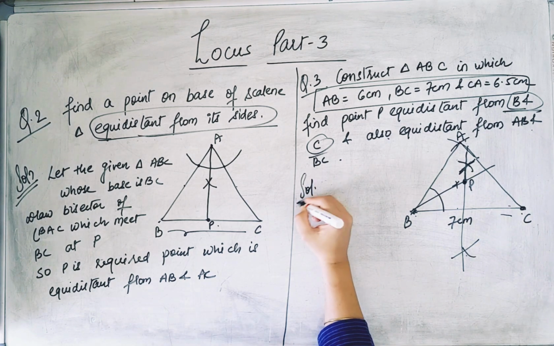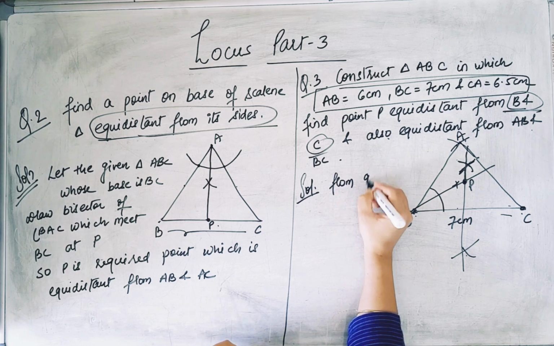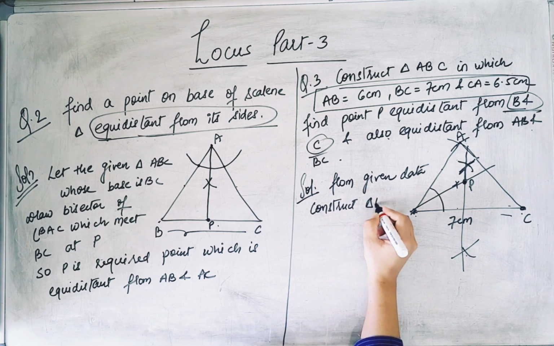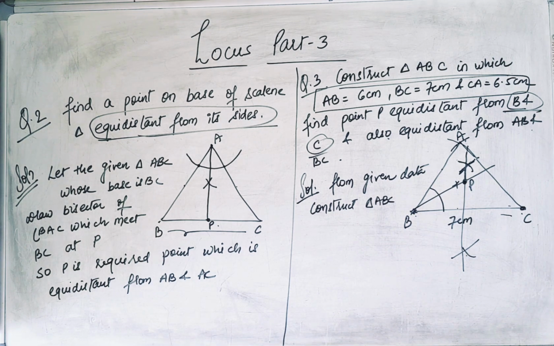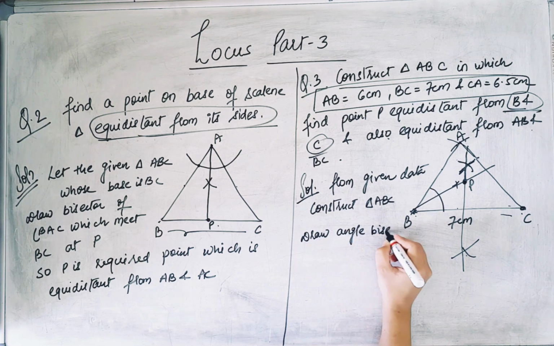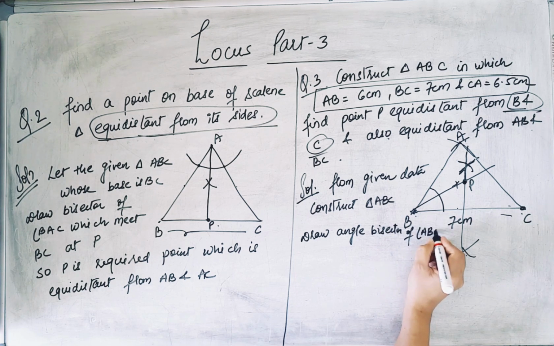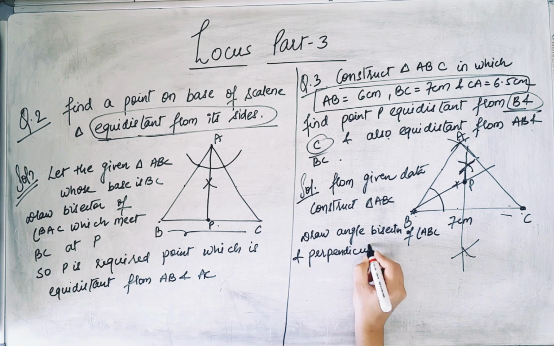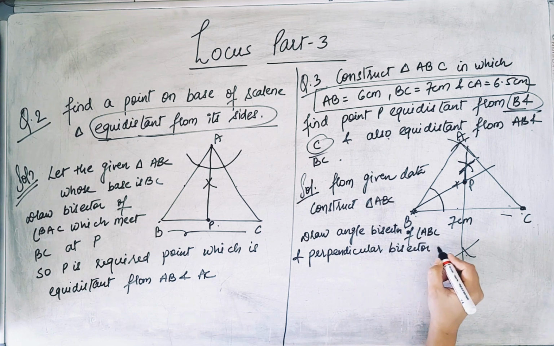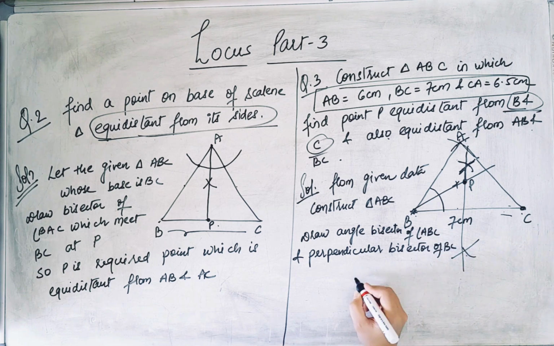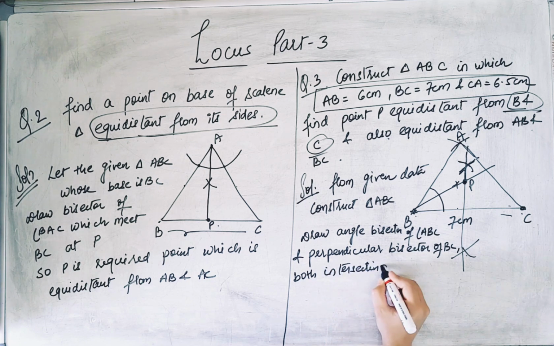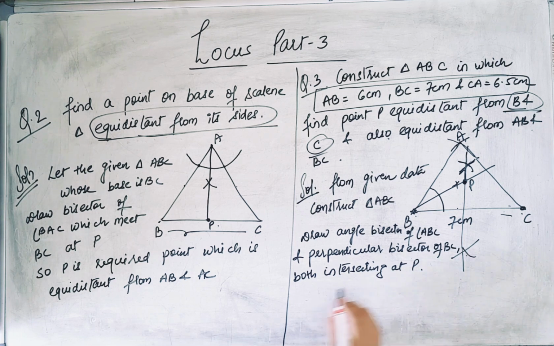So what we have done: from the given data, we construct triangle ABC. We have constructed triangle ABC. Now we'll draw the angle bisector of angle ABC, and the perpendicular bisector of BC. Now these both lines are intersecting at P. So P is the required point.